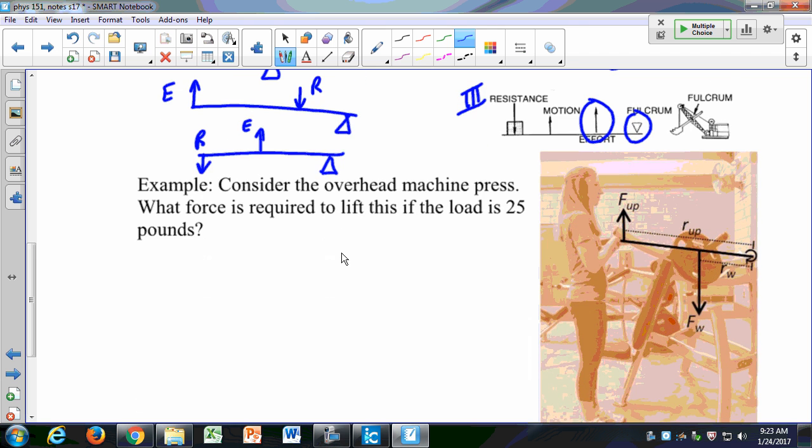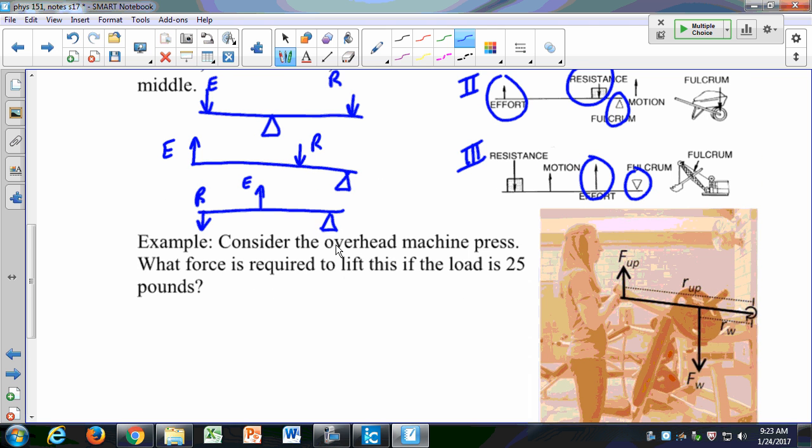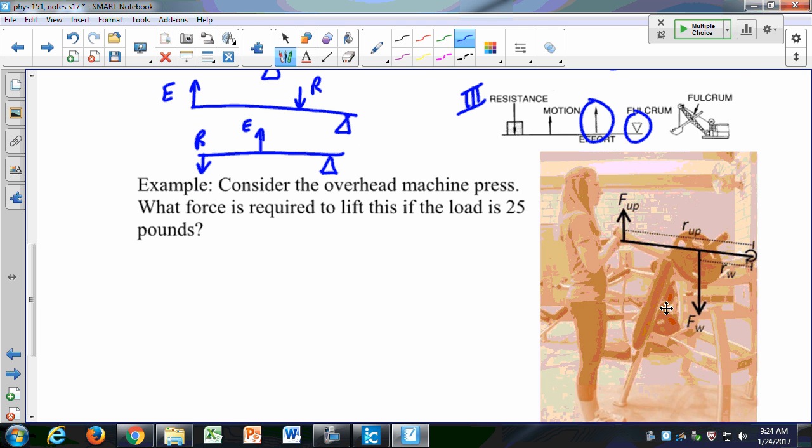Now, we've already dealt with this a little bit. Let's consider the overhead machine press. They have this thing over in the rec center where you can put plates onto this device, and then you sit there, and then you push on it. You know what I'm talking about? For an overhead, you can do this with free weights. But you can also use this plate-loaded machine, where you put the plates onto the device. This is a lever. What class of lever is this, by the way? If you look at this device, what class of lever is it?